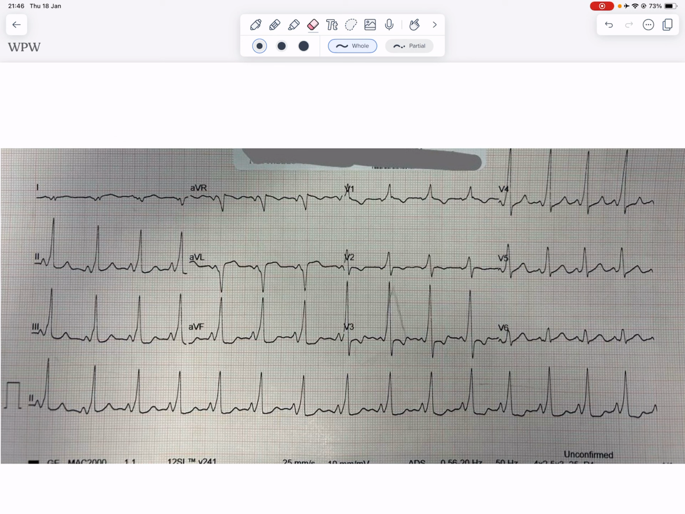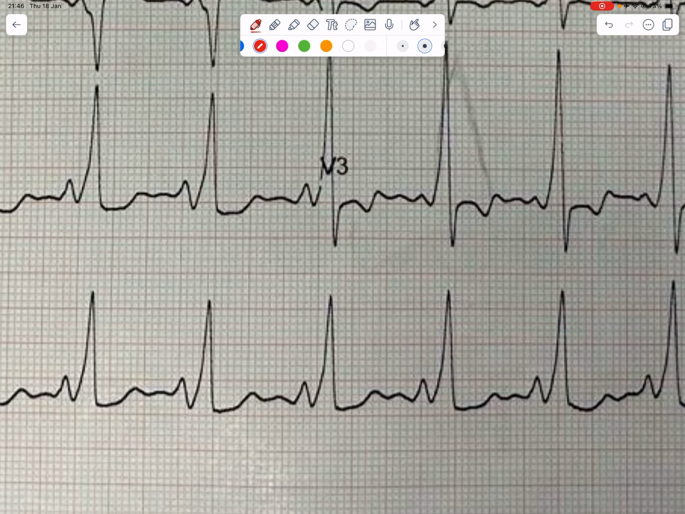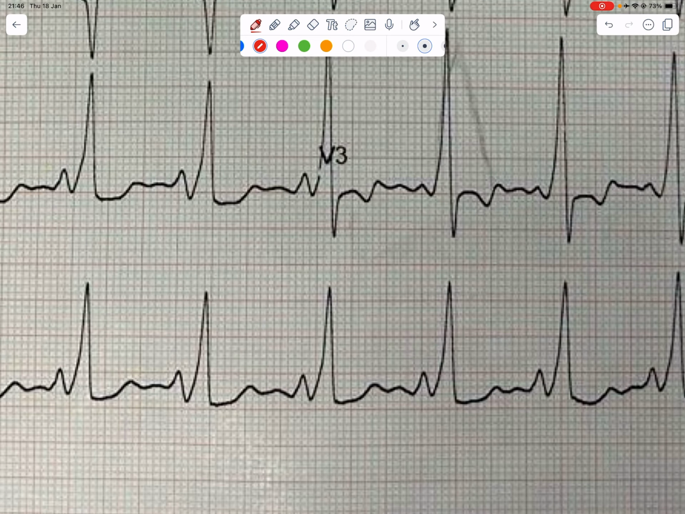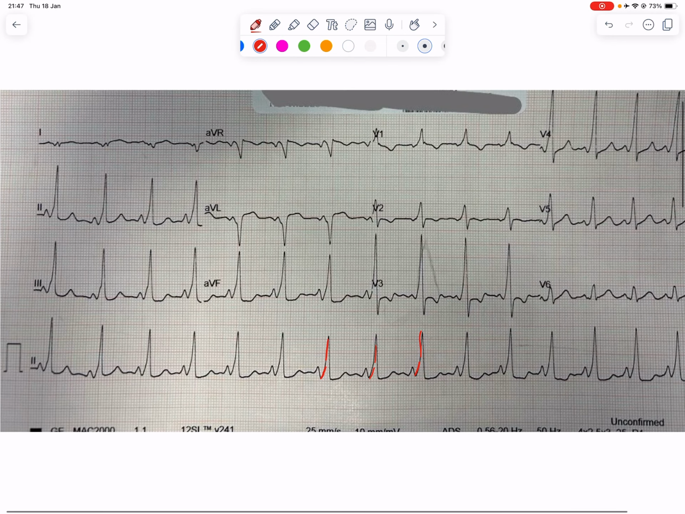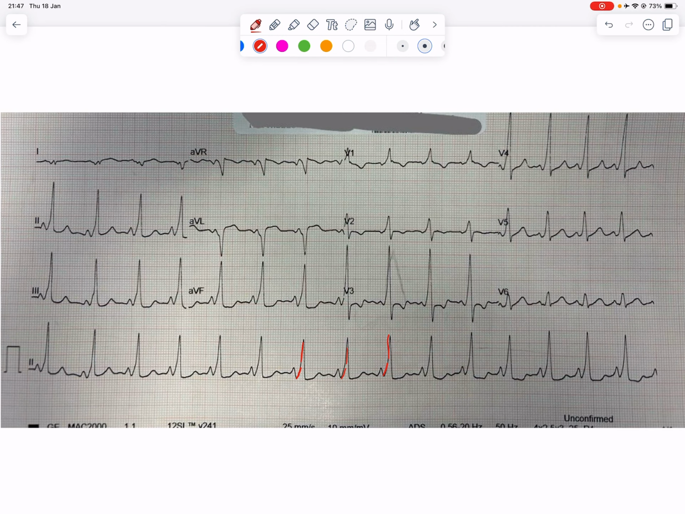But there's an important part about the morphology of the QRS complexes that I just want to highlight to you. Can you see that there is this initial slurring followed by a fast upstroke? Initial slurring, then a fast upstroke, initial slurring, fast upstroke. I want you to pay attention to that and bear that in mind, because that is what we call a delta wave. But I will explain that just now.